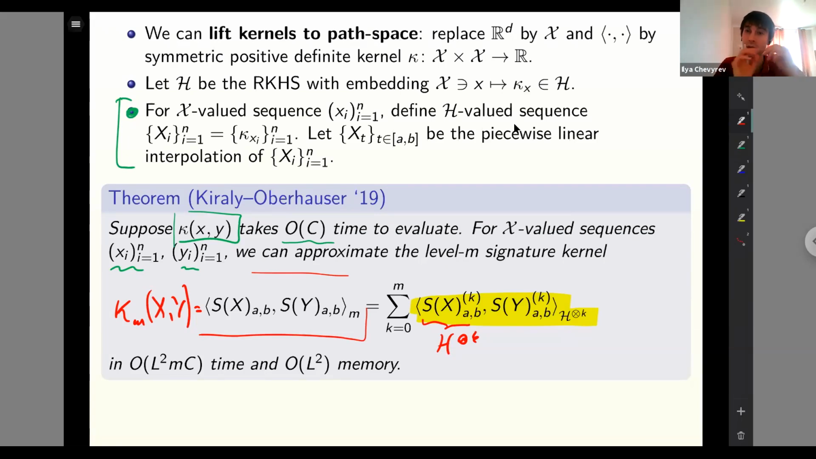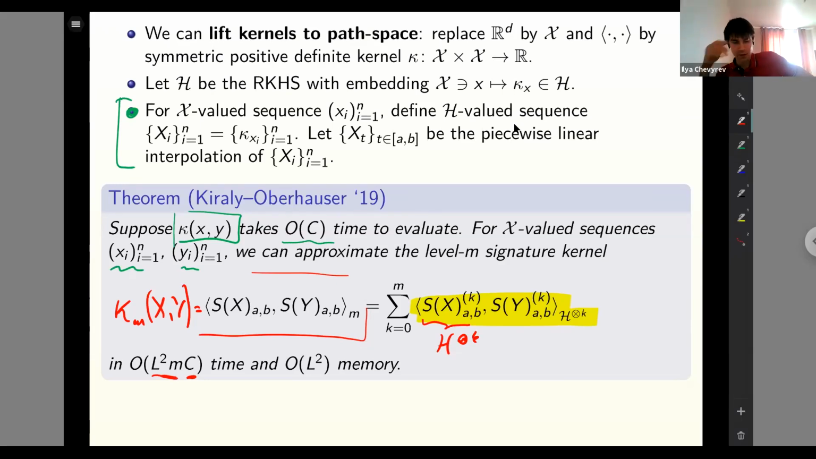This still makes sense. This is a generalization of the finite dimensional setting that we were in before. And the computation takes essentially the same amount of time as it did in the finite dimensional case. This is an example of the fact that these computations are completely dimension independent, provided that these kernels are cheap to evaluate. Previously we had an L squared times M, and now I just add this C, which is the computation of the kernel. And it takes O of L squared memory as before.